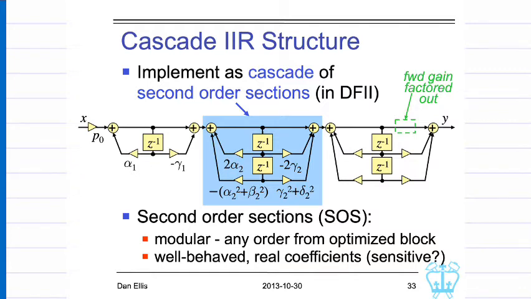So what is a second order section? It is modular, and it is well behaved because there are no imaginary coefficients and all are real coefficients. And let's discuss more about second order sections now.